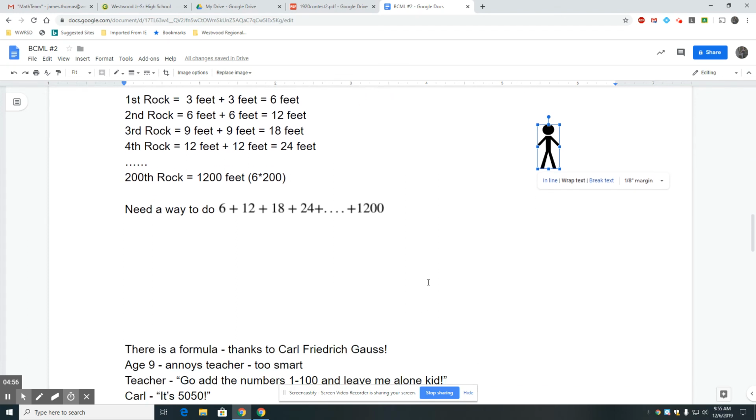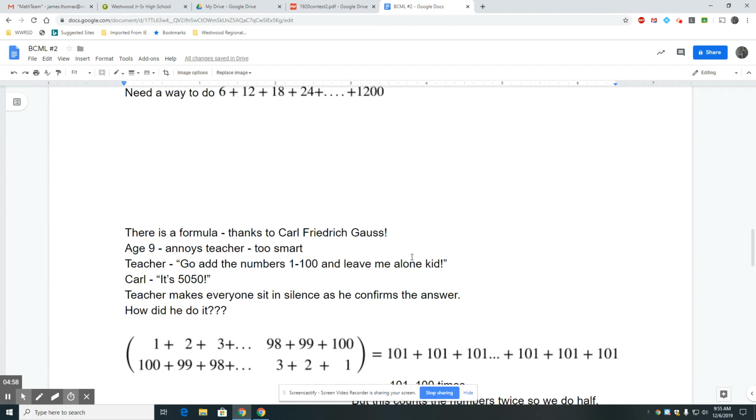Now, there is good news, and that comes from Carl Friedrich Gauss. When Carl Friedrich Gauss was 9 years old, he basically irritated his teacher because he did all his work too fast. So the teacher said, you think you're so smart, why don't you add up the numbers from 1 to 100 and leave me alone. Different stories tell this differently. Some say by the time he walked back to his desk, he turned around and said it's 5,050. Some say that he sat for a second, never picked up his pencil and said it was 5,050. And then the teacher angrily confirmed that answer.